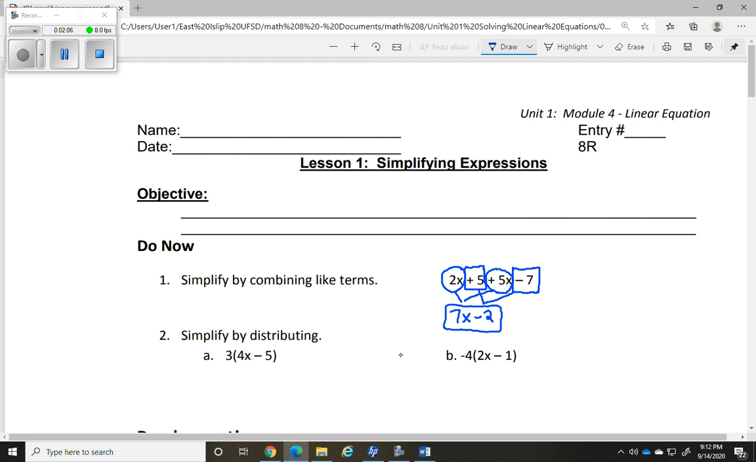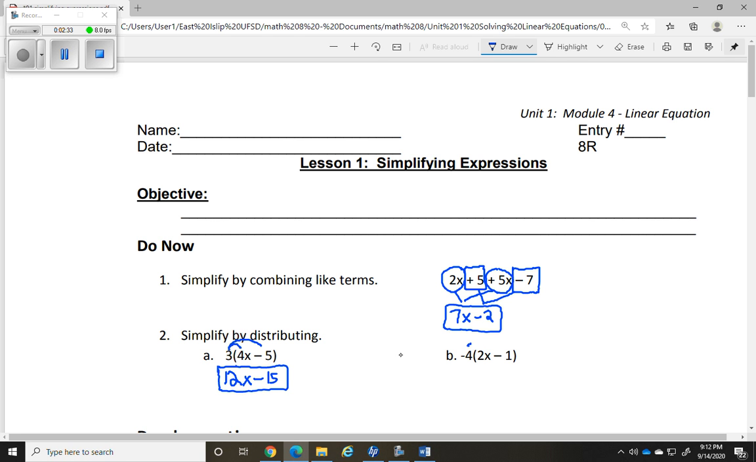Number 2, you have to distribute. Remember, distributing, a lot of times your teachers would draw these lines. Distributing really is multiplication over subtraction, or sometimes over addition, depending on what that sign is in those parentheses. 3 times 4x is 12x, and 3 times negative 5 is negative 15. And you're done. The answer is 12x minus 15.